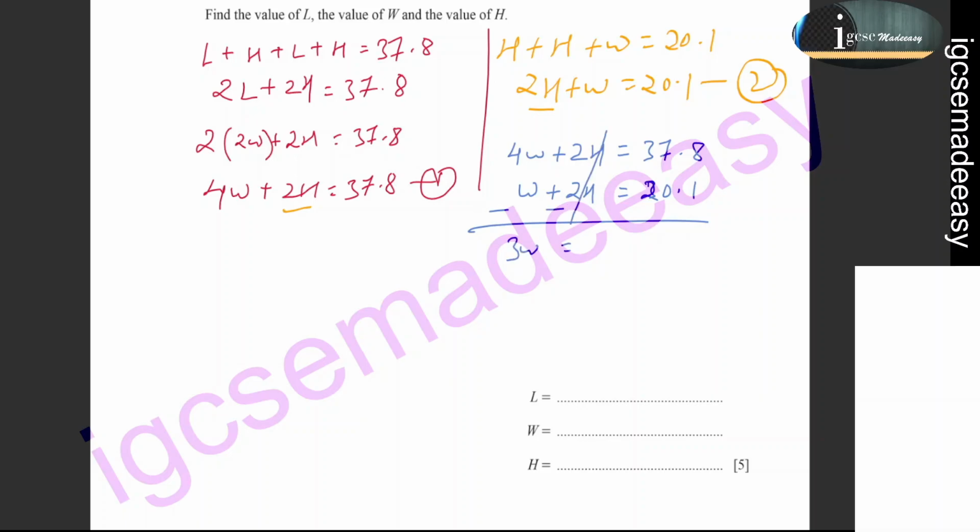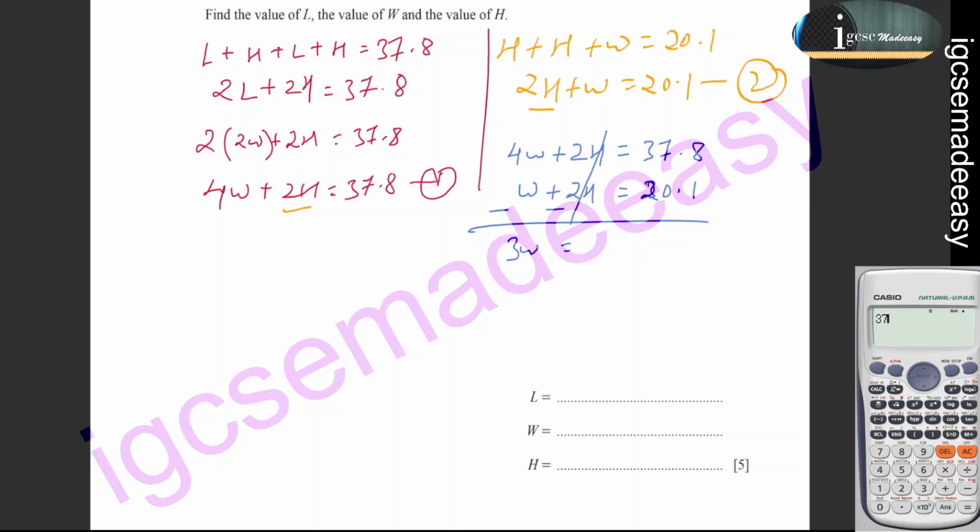37.8 minus 20.1 gives you 17.7, right? So W will be equal to 17.7 divided by 3, which is 5.9. So W is 5.9.